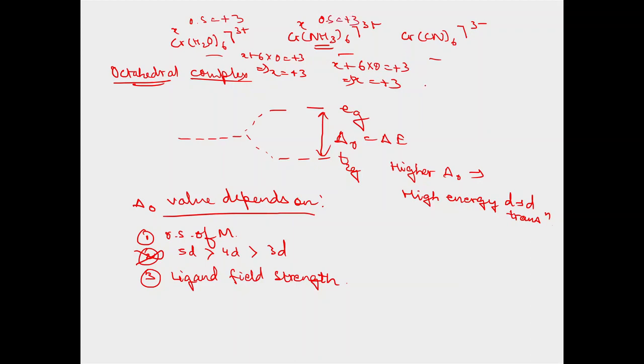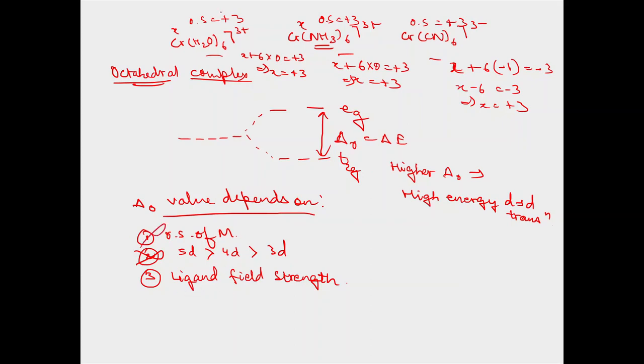Now for this complex, the cyanide complex, X plus cyanide carries a charge of, which charge, anyone? Negative. Yeah, so one negative, right? And the overall complex charge is minus 3. So X minus 6 is minus 3, or X is equal to plus 3. So in all the three cases, the oxidation state of chromium is plus 3. So we can't compare these three on the basis of the oxidation state of the metal as well.